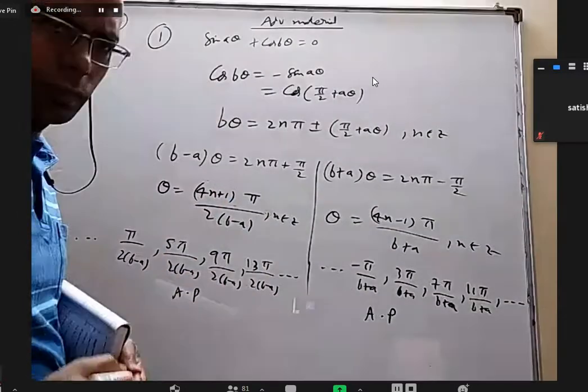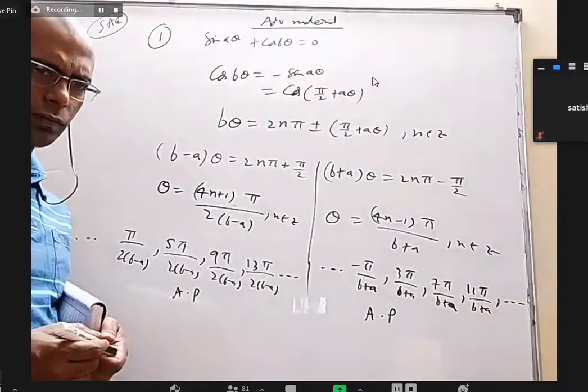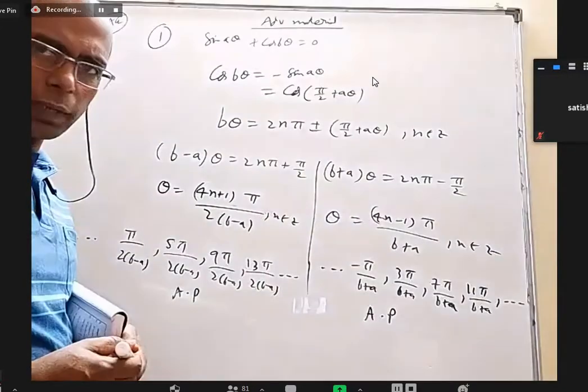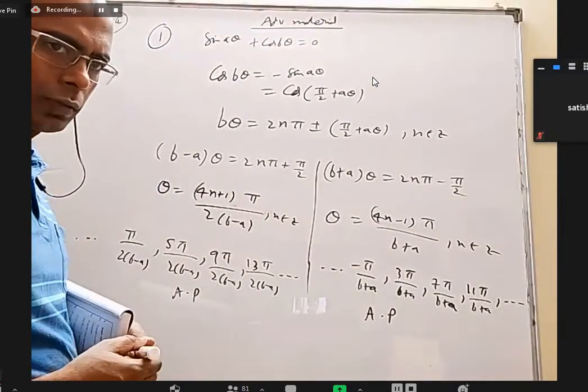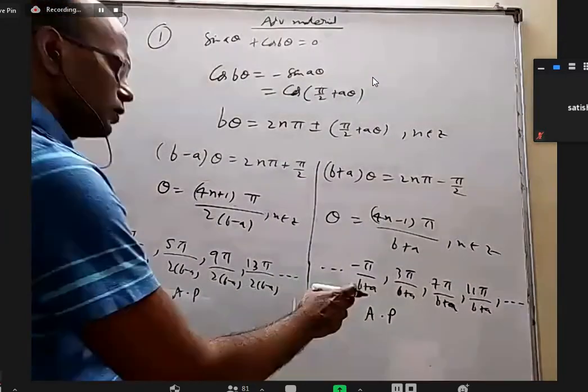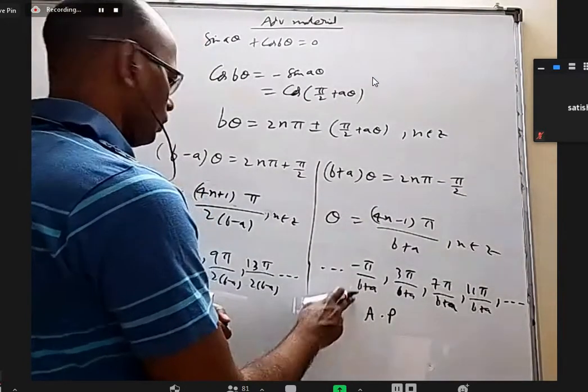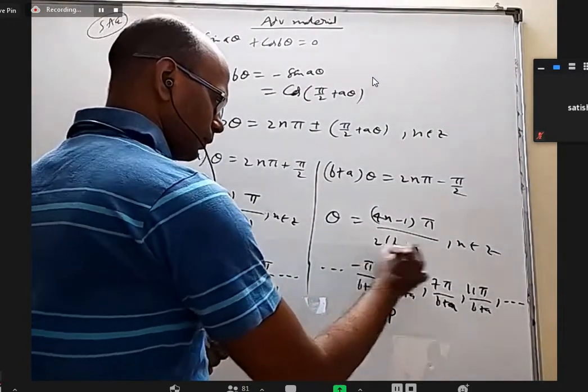2 times of B plus C. Sir, it should be 2 times B plus A. 2 times B plus A in the second case. The second case, oh, by 2 I did not write. Thank you.